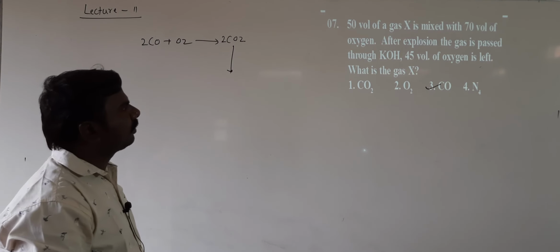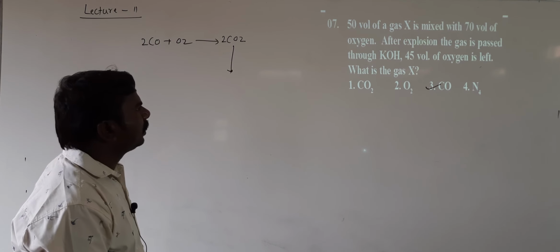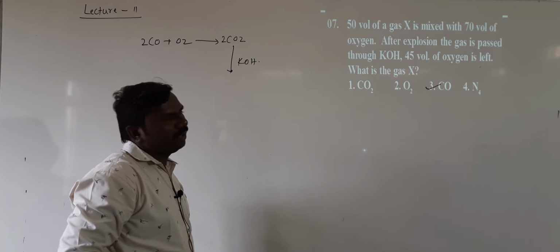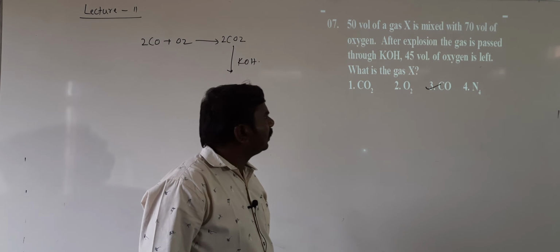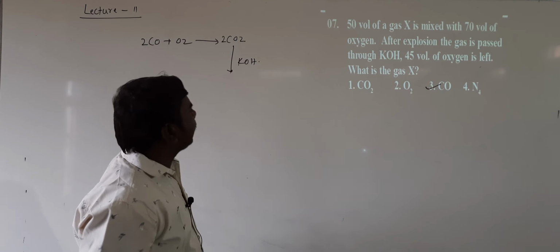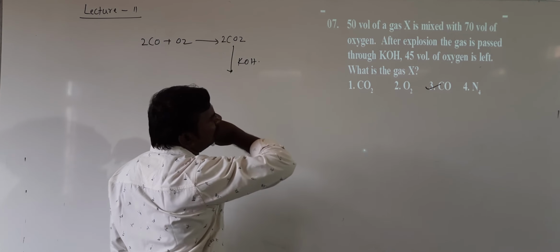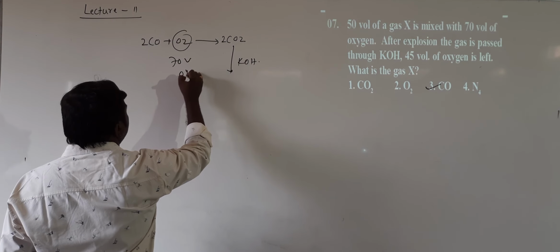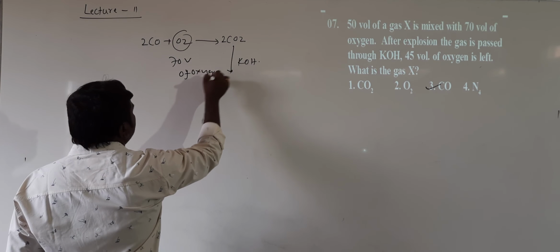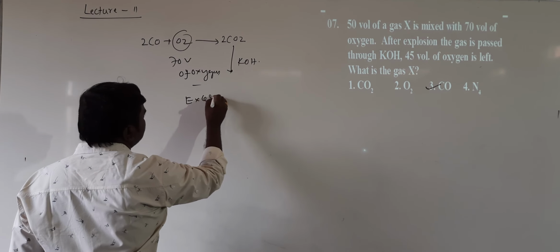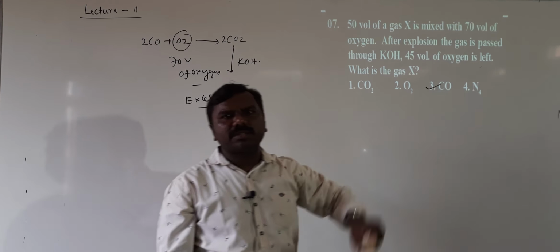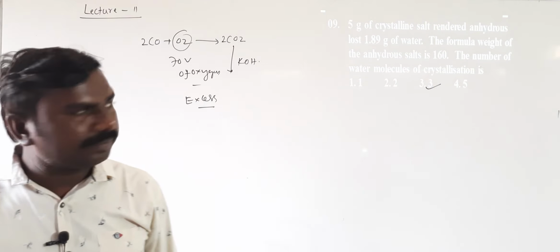After explosion, the gas is passed through KOH. When you pass it through KOH, a reaction occurs and K2CO3 plus H2O is formed. In the beginning, 70 volumes of oxygen were taken, which means it is in excess. So, the answer will be CO. By looking directly also you can say the right answer.